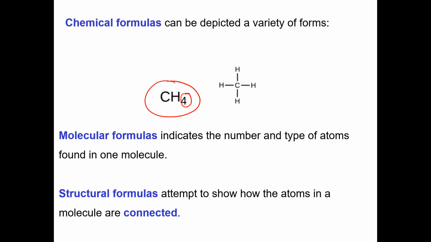A structural formula is a little bit different. A structural formula tries to show you how the atoms are arranged in three-dimensional space, how the atoms are connected to one another. So the structural formula for CH4 indicates that there is a central carbon atom, and then attached to that are 4 hydrogen atoms, as opposed to, say, something more like that. That is not how the atoms are organized in the CH4 molecule.